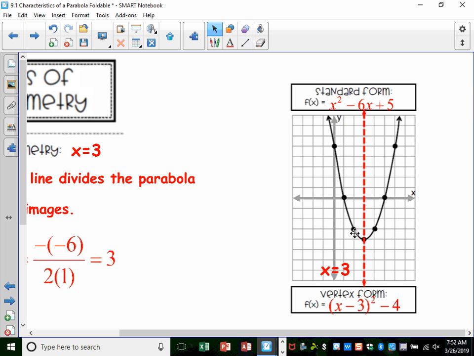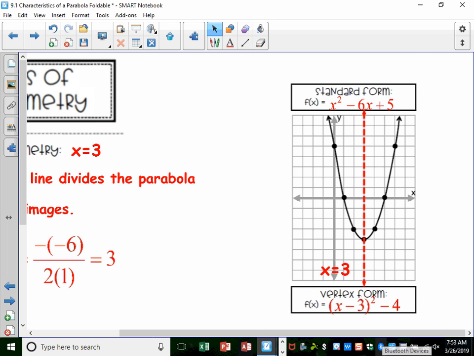Now we're going to go over certain things about this parabola. We are going to be studying the parabola in standard form, but there's also a form called vertex form, which means they write the equation based on the vertex. This equation and this equation are equivalent, which means they are equal. If I FOIL this out, I will end up with x squared minus 6x plus 5. They are equal, just in a different form.